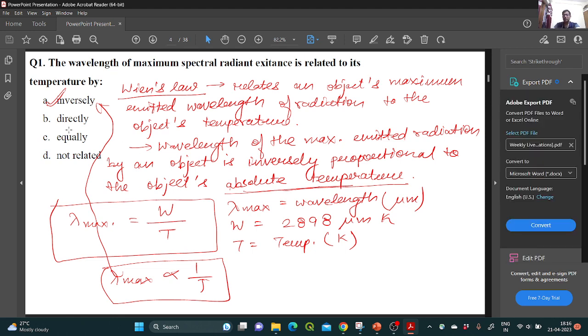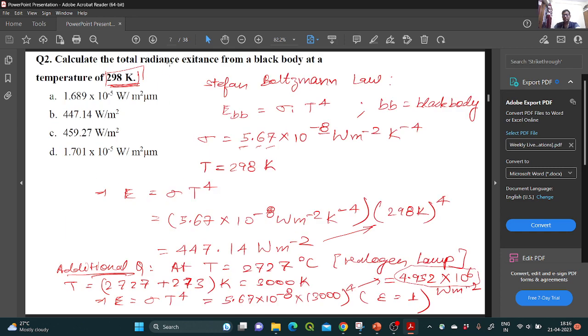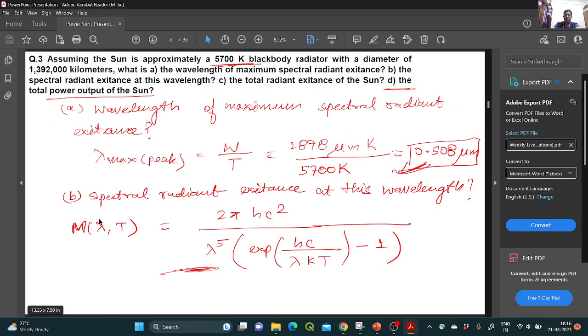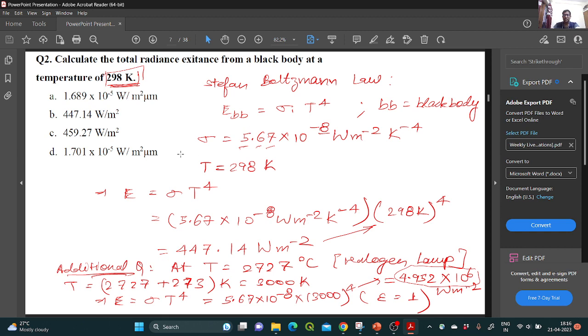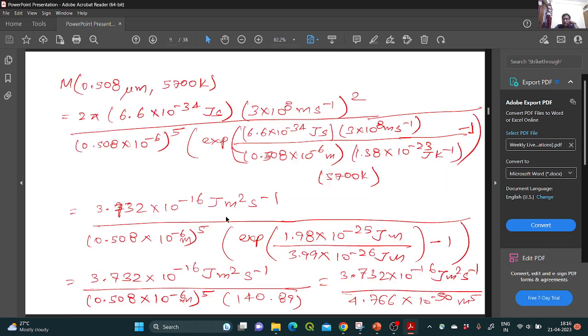Okay, again Wien's law started, so it's nothing new. We discussed it earlier also. Total radiant exitance is again which we learned. So this part actually had questions from the Planck's law also. You need to memorize this in fact, because it would come consistently in several questions.